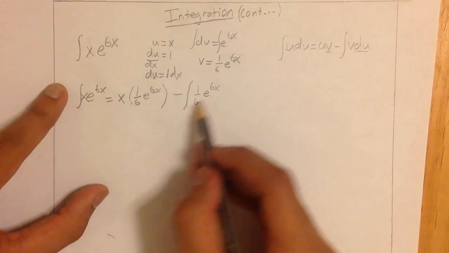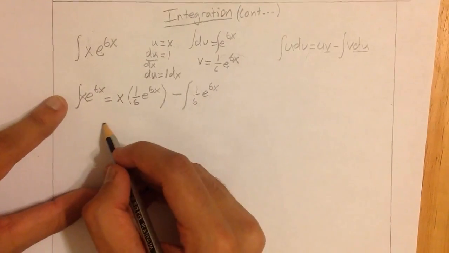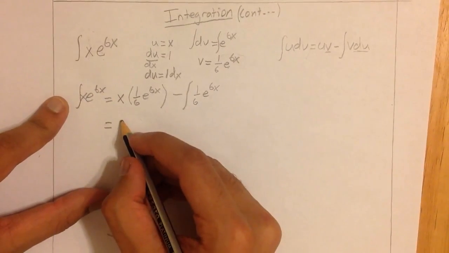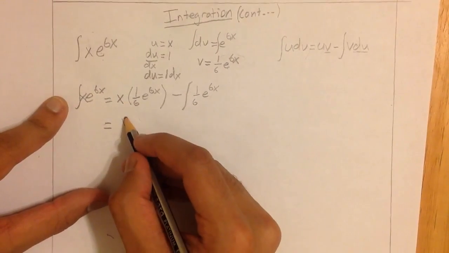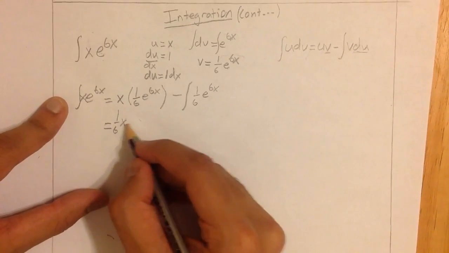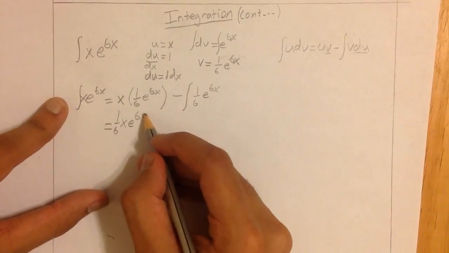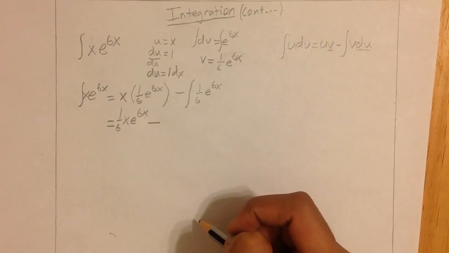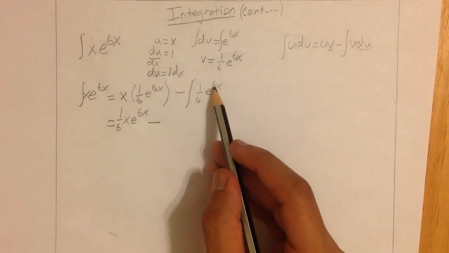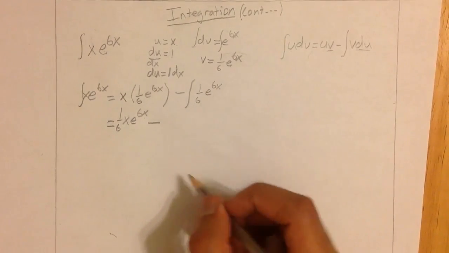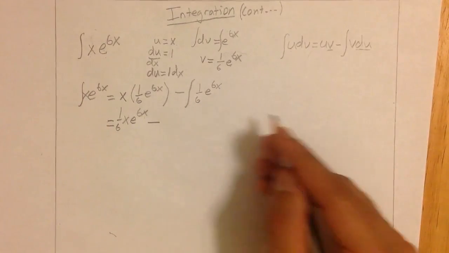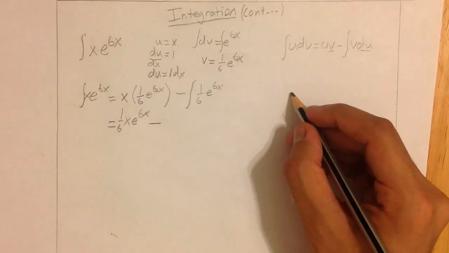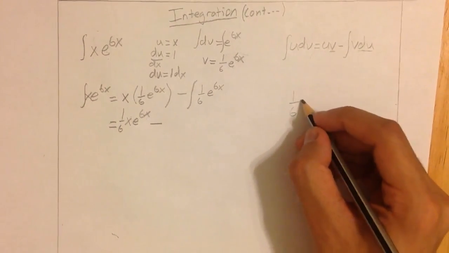So now if we simplify this integral, or solve for it, we get that this is equal to 1/6 x e to the 6x minus the integral of 1/6 e to the 6x. So I'll quickly work out this integral on the side over here so you can see the u substitution once more.